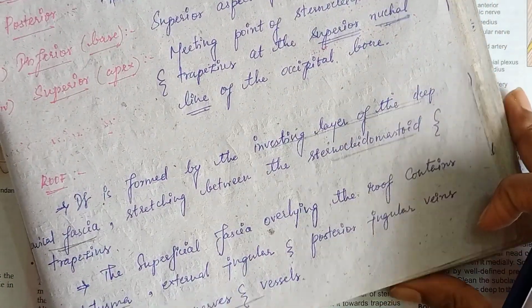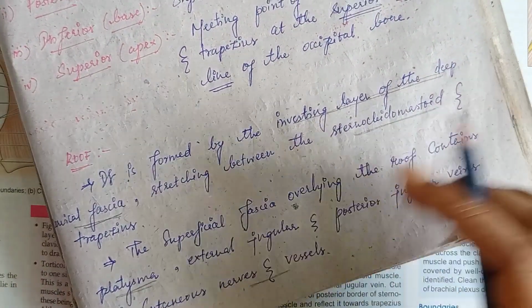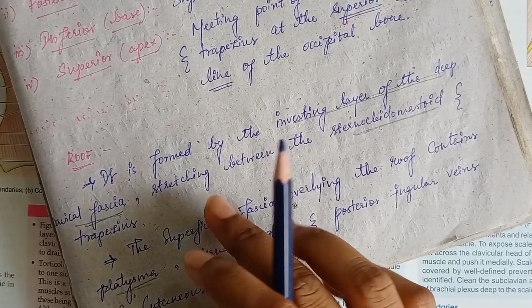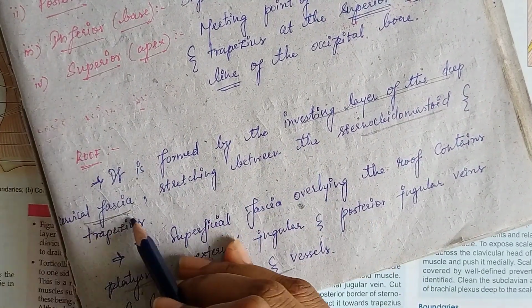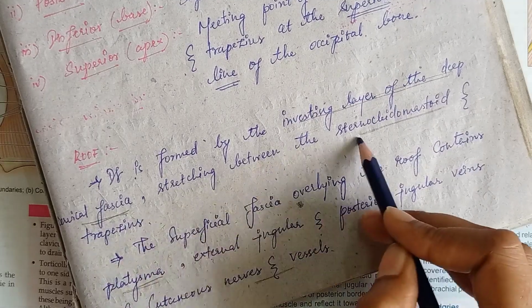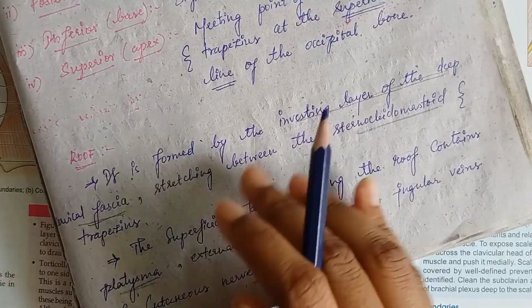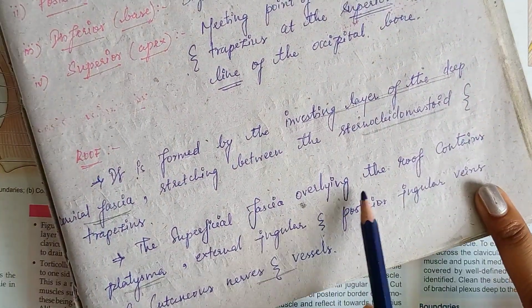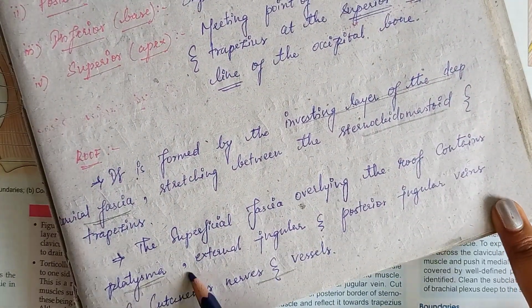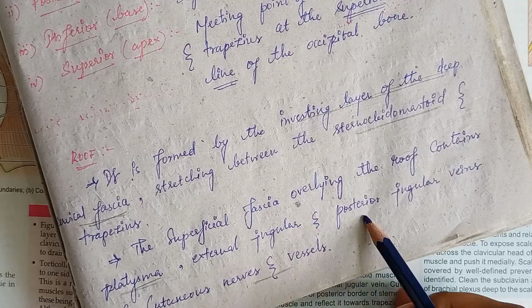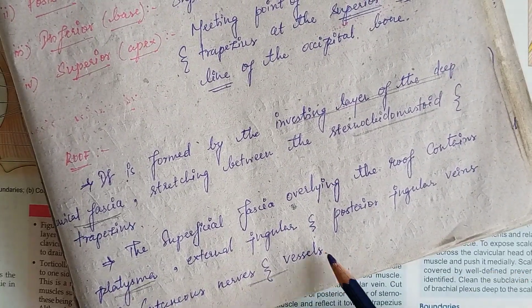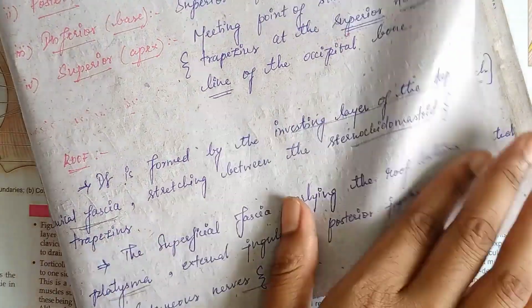Let us see about the roof. The roof is formed by the investing layer of the deep cervical fascia, present in the cervical region and stretching between the sternocleidomastoid and the trapezius muscles. The superficial fascia overlying the roof contains platysma, external jugular and posterior jugular veins, and cutaneous nerves and vessels. These are all about the roof. Let us see about the floor.